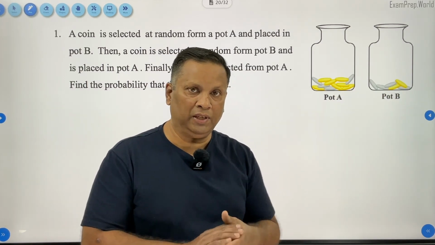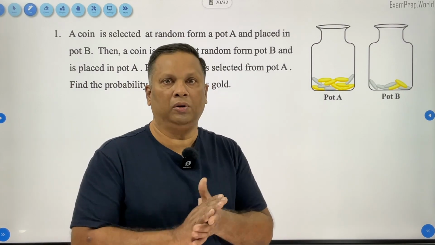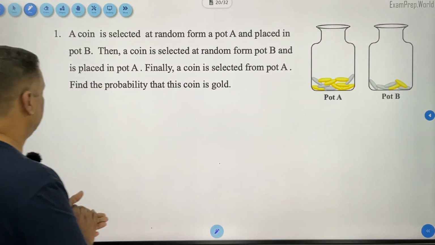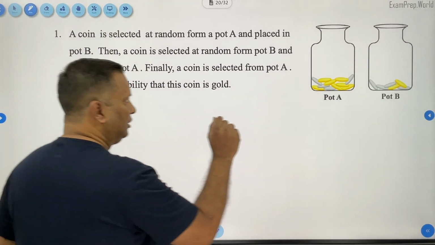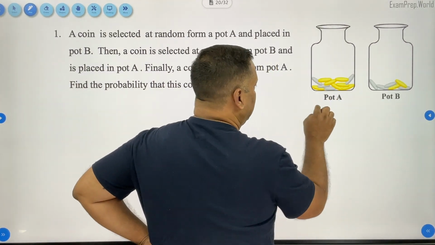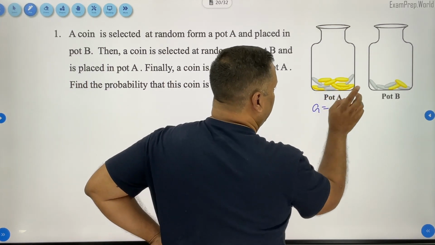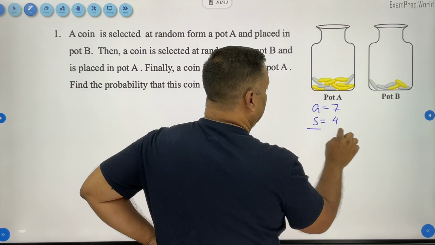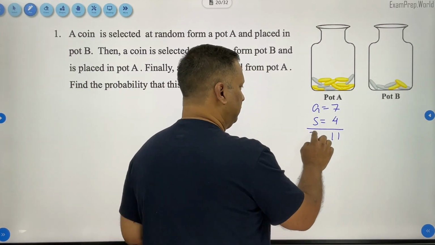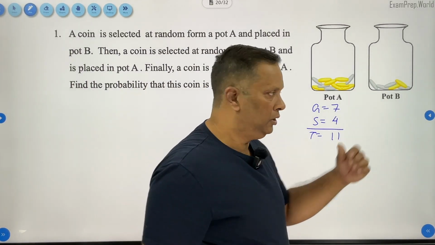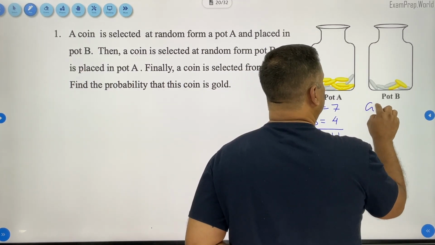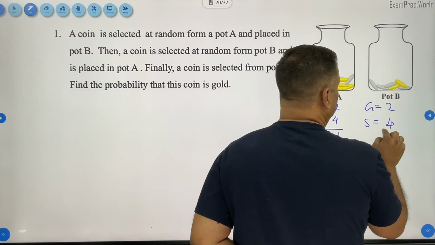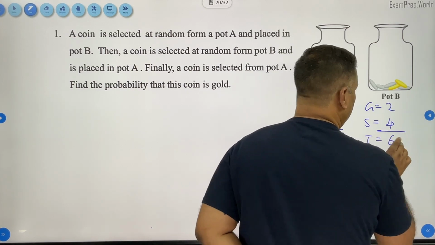So let's do mathematically how this is done. For this type of question, the best approach is to draw a tree diagram. So let's begin with the tree diagram. In pot A, let us first count how many gold and silver coins there are. I see gold coins are 1, 2, 3, 4, 5, 6, 7, so 7 coins, and silver there are 4 coins. Together they are 11 coins total. Pot B also we will count. Gold is only 2 coins and silver are 4 coins. Together there are 6 coins in here.